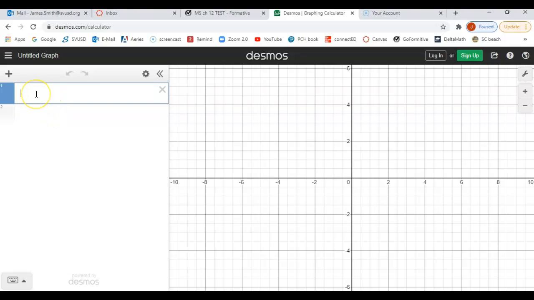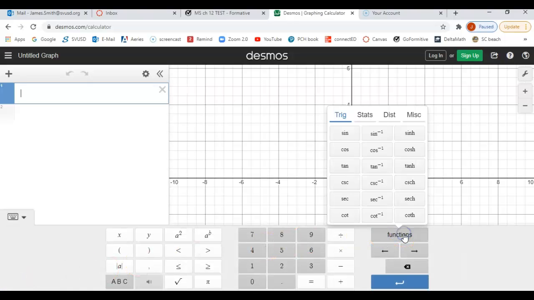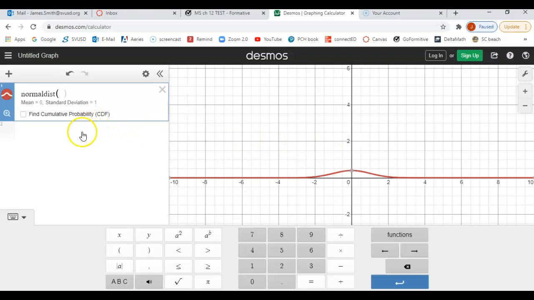We need to get the normal distribution function in here. If you open up the calculator that's in the lower left corner, go to functions. It's going to pull up this menu and we're going to click on distribution. Within distribution, you are going to see normal dist, obviously normal distribution. All you have to do is click on that, and it gives you the prompts on what needs to go into these parentheses.